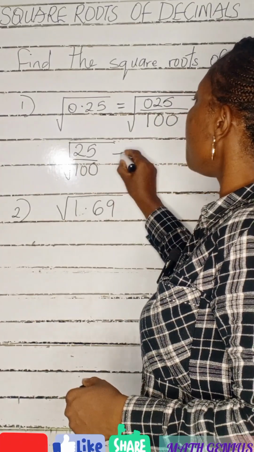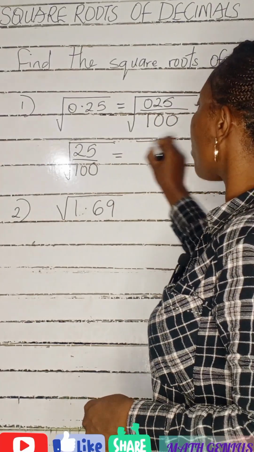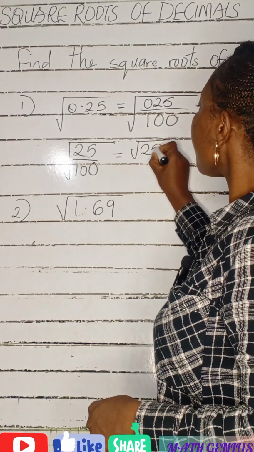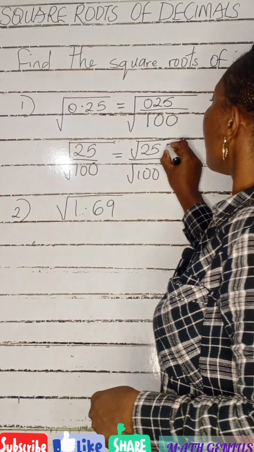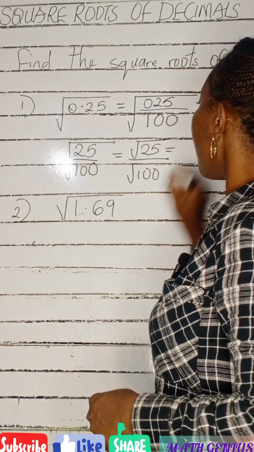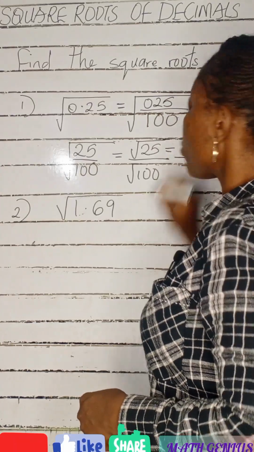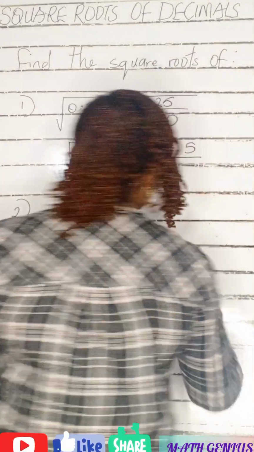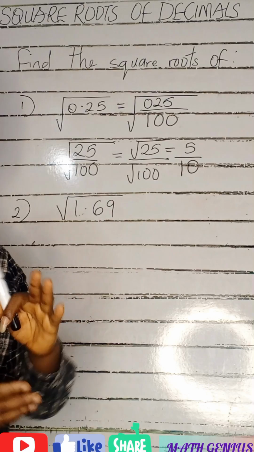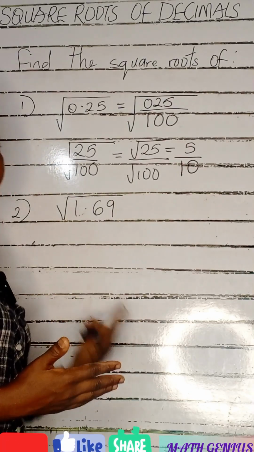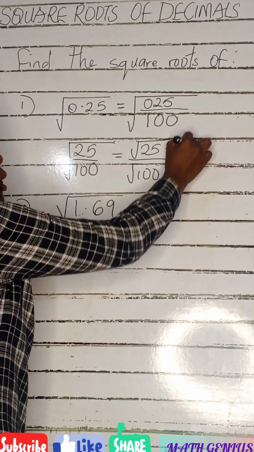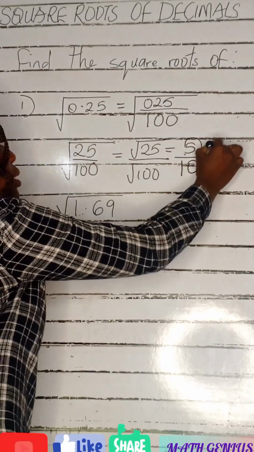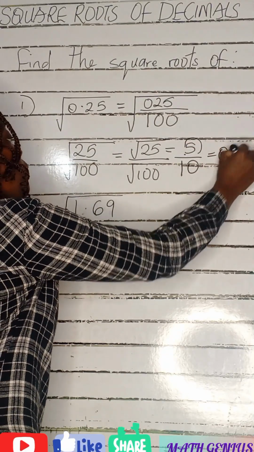So you then split your fraction. Then you find the square root of the numerator over the square root of the denominator. So the square root of the numerator is 5, and the square root of the denominator is 10. Now, because our question was given to us in decimal, we're also going to leave our answer in decimal. So you can take this backward one time, as it has one 0, and your answer will be 0.5.